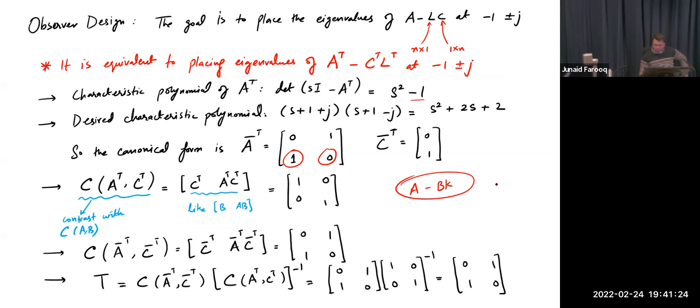Now, if somebody tells you, can you place the poles of A minus LC, and the dimensions are different. So remember, the A and the B are already given to you. But in this case, A and C are given to you. So if you want to reuse what you already have, there's one trick. The trick is that eigenvalues of A minus LC are the exact same eigenvalues of A transpose minus C transpose L transpose.